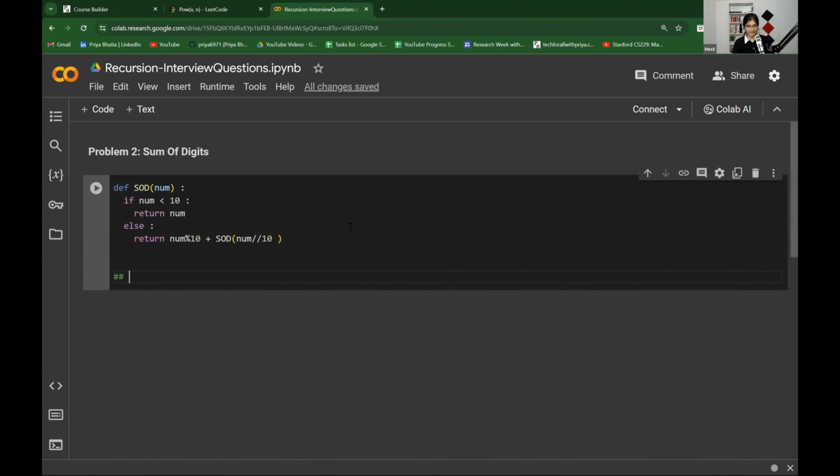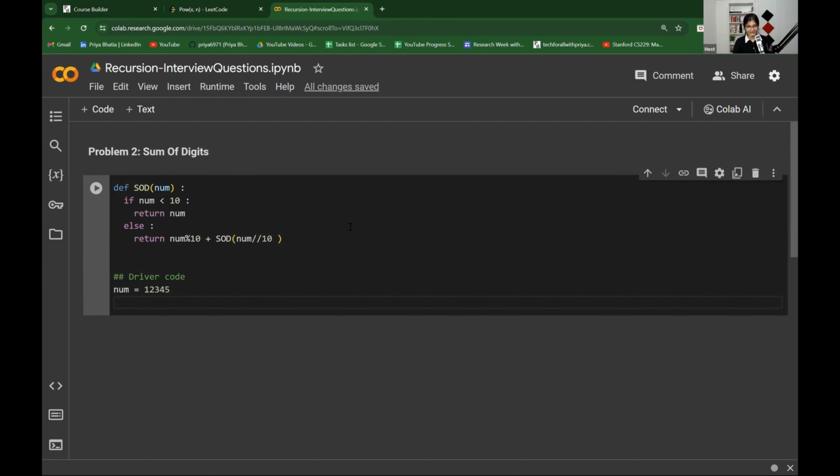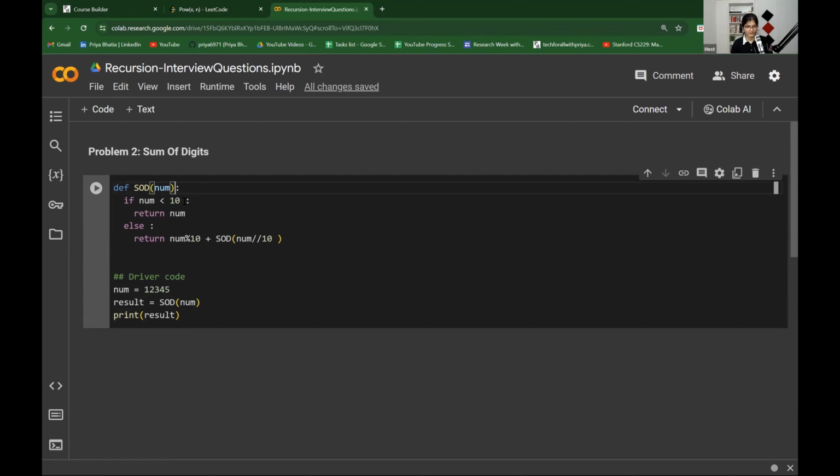Let's say we will have a driver code. In this, we will have a number which is equal to 1, 2, 3, 4, 5. So we can say result equals sum of digit, and here we can pass the number. And we can simply print this result. If the number is less than 10, in that case, we're returning directly the number. This is the base case condition.